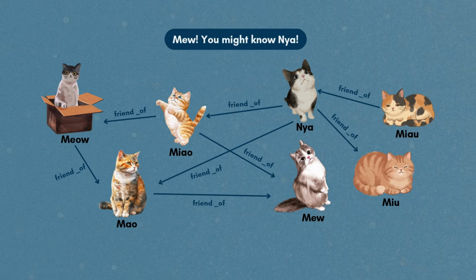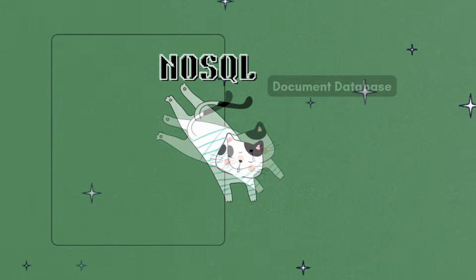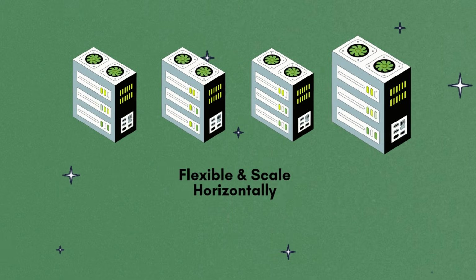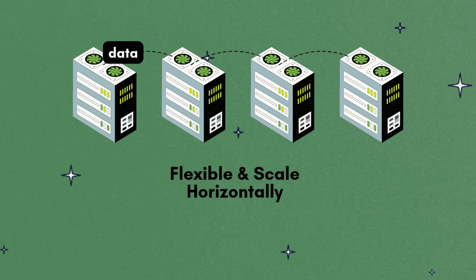So now we know that one of the strengths of NoSQL is that it is easy to scale horizontally, meaning the data is distributed.